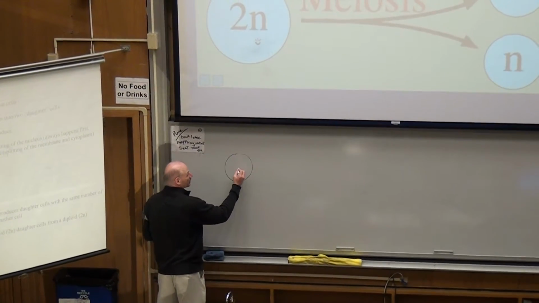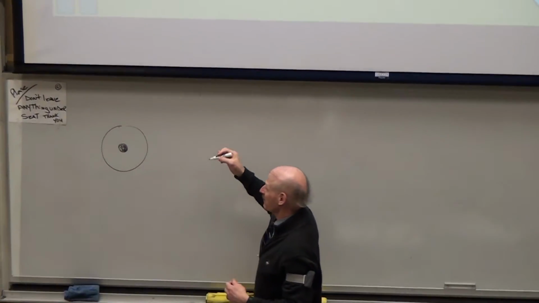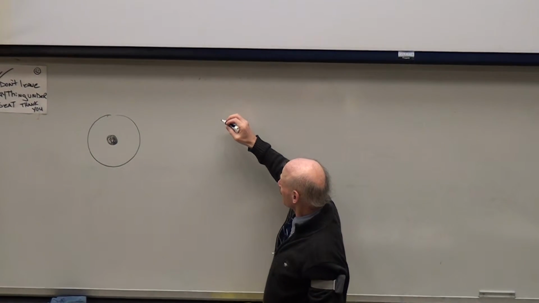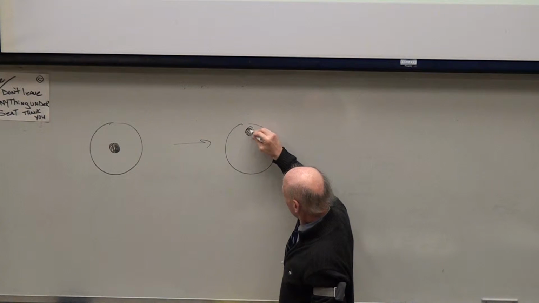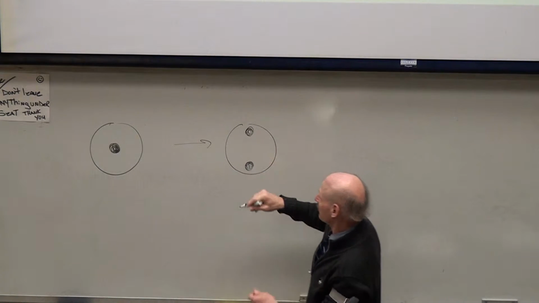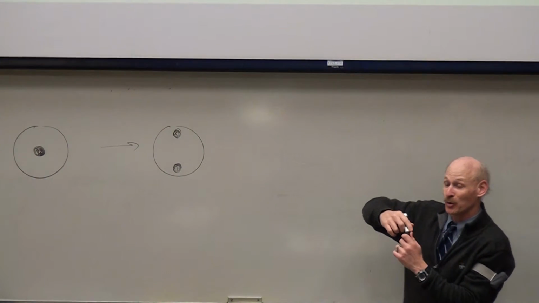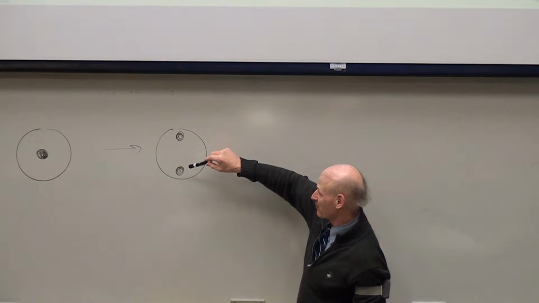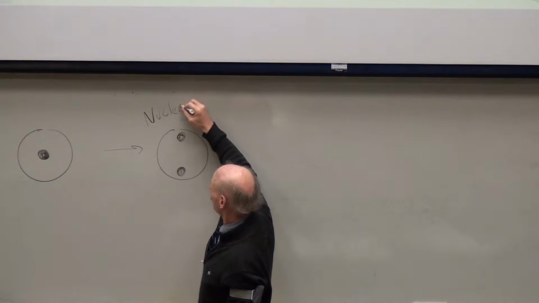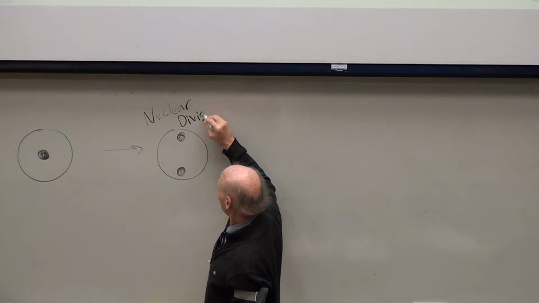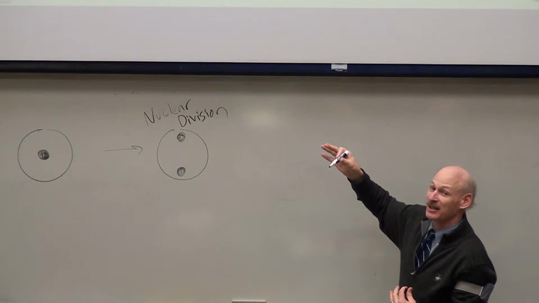If here's the original mother cell, and there's the nucleus, the first step in the cell dividing is that the nucleus divides. They sometimes say that the nucleus splits in two, and the two nuclei go to opposite poles of the cell. One goes to the top of the cell, one goes to the bottom of the cell. And that step is called nuclear division. Division of the nucleus.